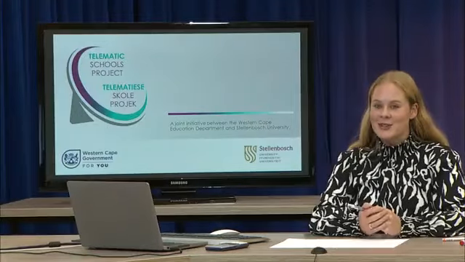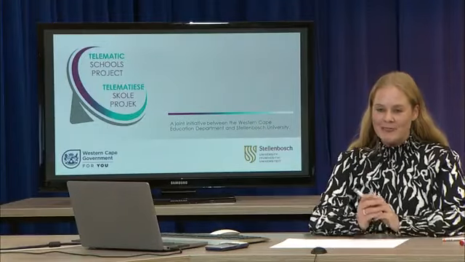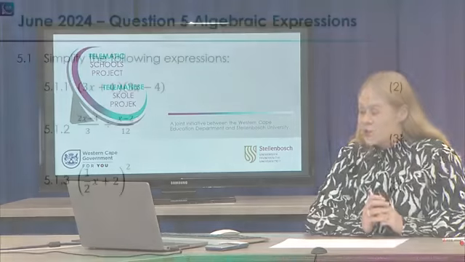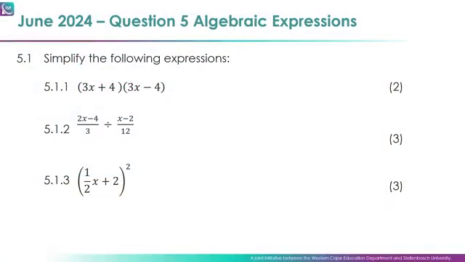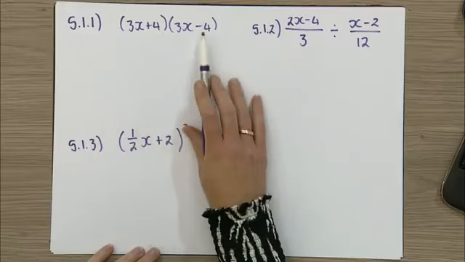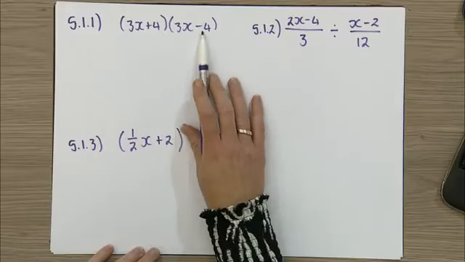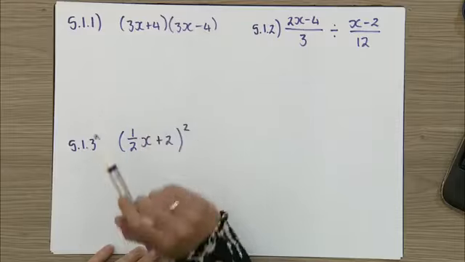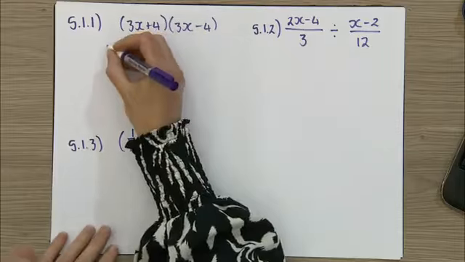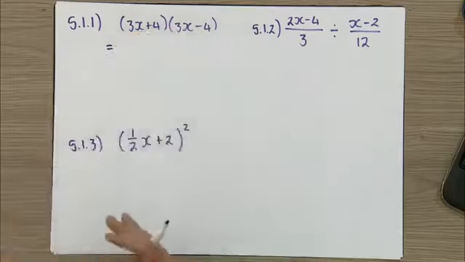Grade 9s, let's look at question 5.1. So important that we read the instruction. Simplify the following expression. If we look at 5.1.1, it's given us 3x plus 4 in the brackets, and the second bracket's 3x minus 4. What must we do here? We must multiply out the brackets using the distributive law or FOIL.